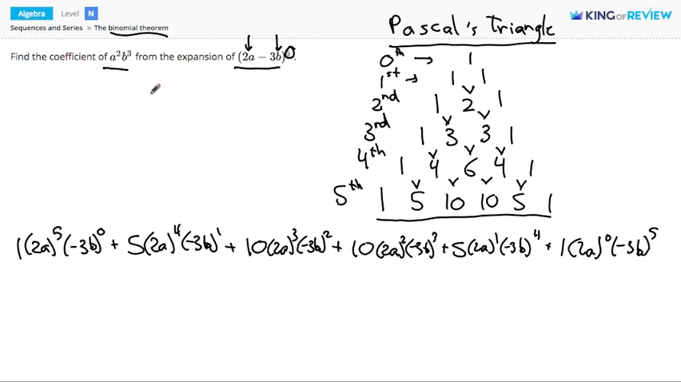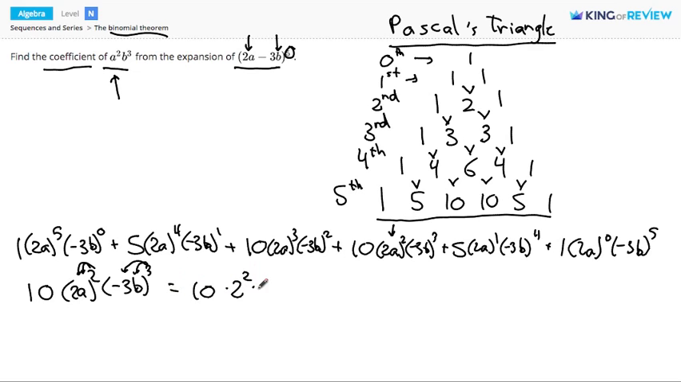But now I want to focus on the term with a squared times b cubed so I can find its coefficient. And it looks like that's going to happen here in this term. Here we have a squared and b cubed. So I'm going to rewrite that term: 10 times 2a squared times negative 3b to the 3rd. If we distribute our exponents over their corresponding parentheses, we see that this will be 10 times 2 squared times a squared times negative 3 to the 3rd times b to the 3rd.